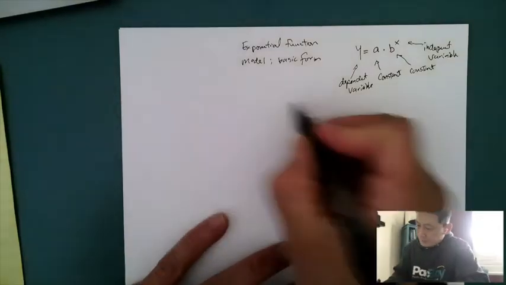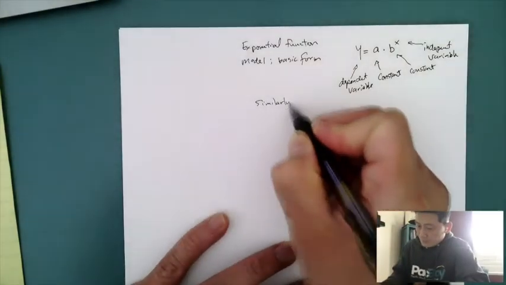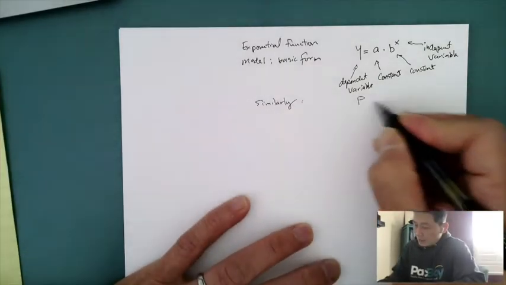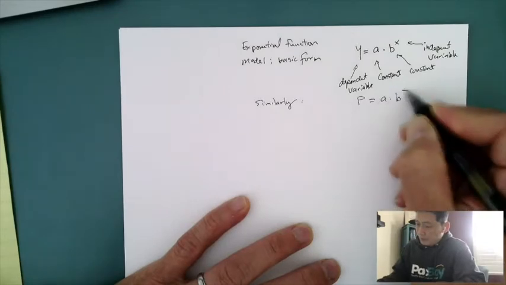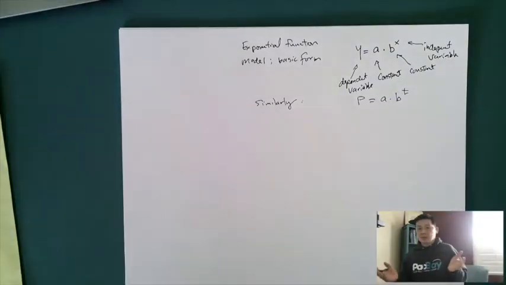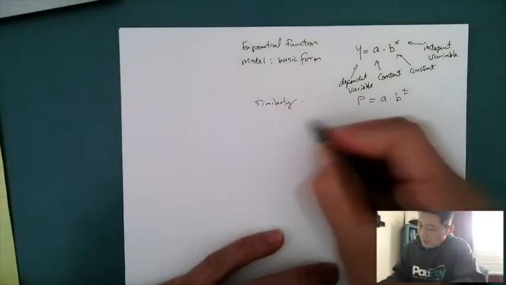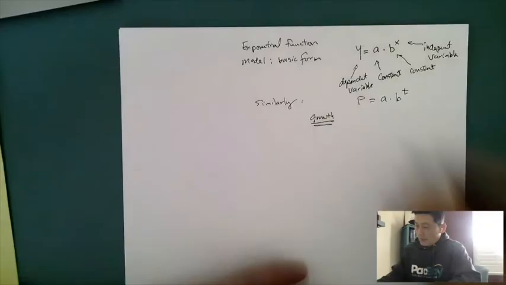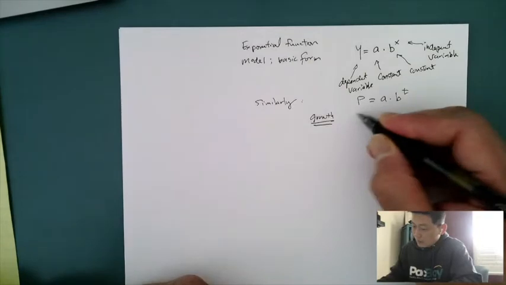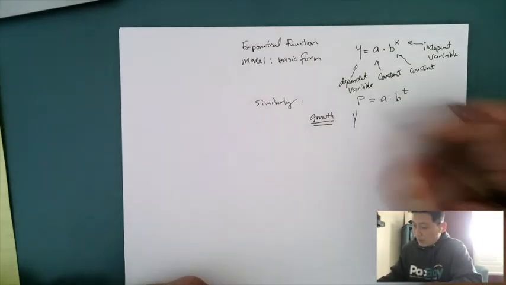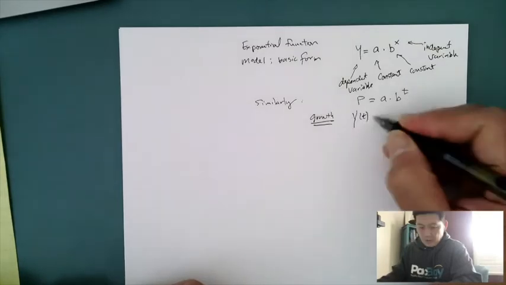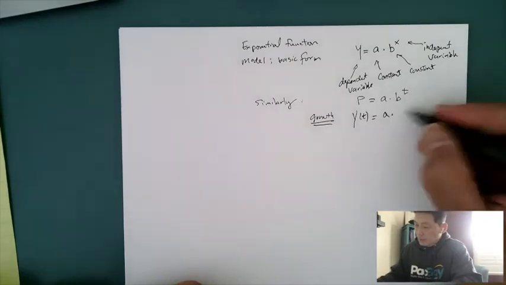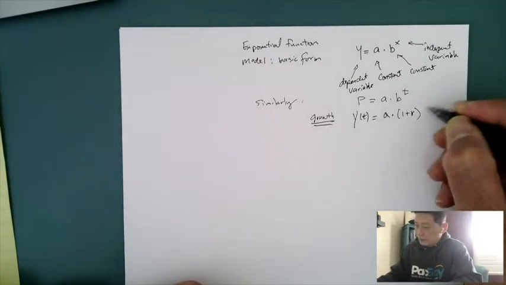Now similarly, you will see something like this, right? I earlier said P is equal to A times B to the T. So it looks exactly the same. They just switch out the variables. And oftentimes in a growth model, say over time, you can use Y or use P. So let's say Y of T, Y as a function of T. You will have a basic model A times 1 plus R to the T power.